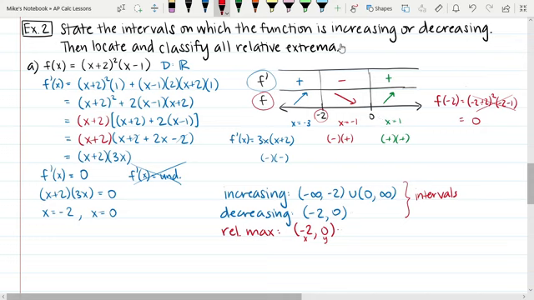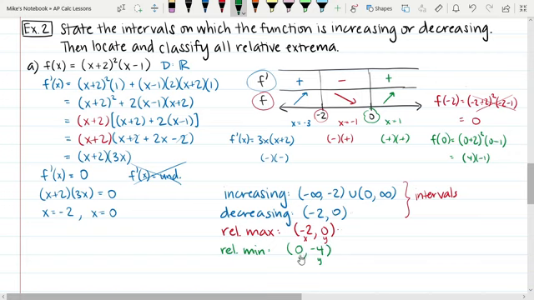Now, notice at x equals 0, f prime is changing from negative to positive, which means f is going from decreasing to increasing. And that means that at x equals 0, we must have a relative minimum. And again, now I need to know the y-coordinate. So f of 0 is going to be 0 plus 2 squared, and then times 0 minus 1. Well, 0 plus 2 is 2, 2 squared is 4, and then 4 times -1 gives us -4.